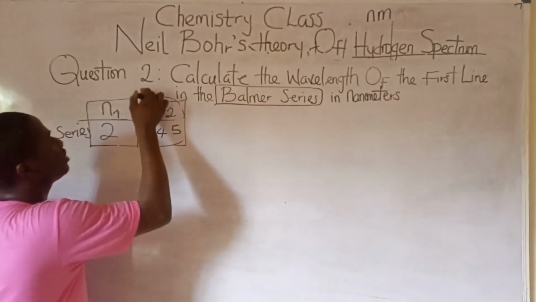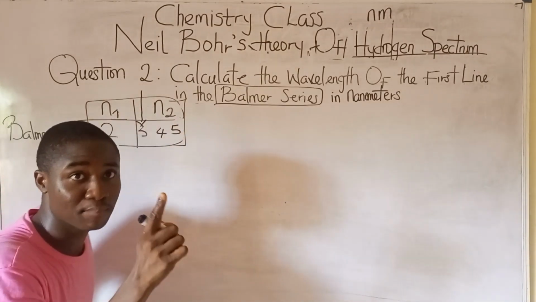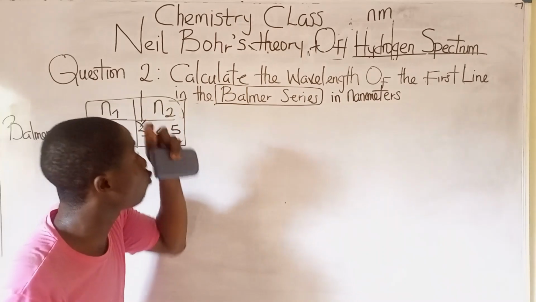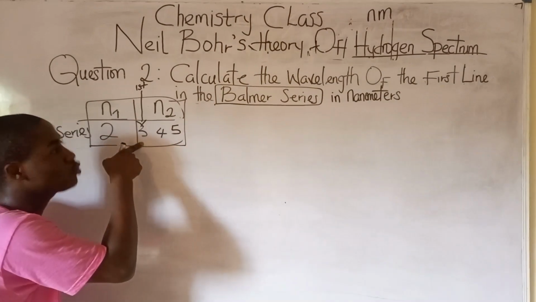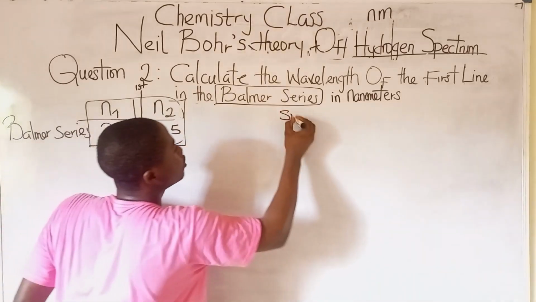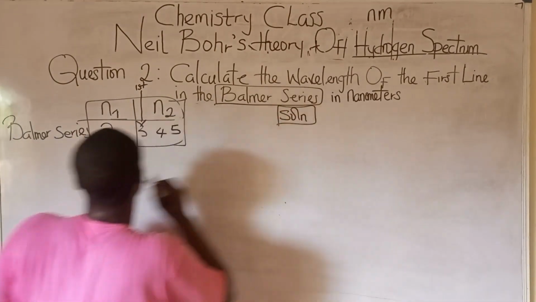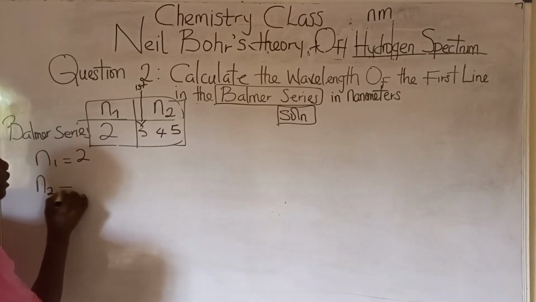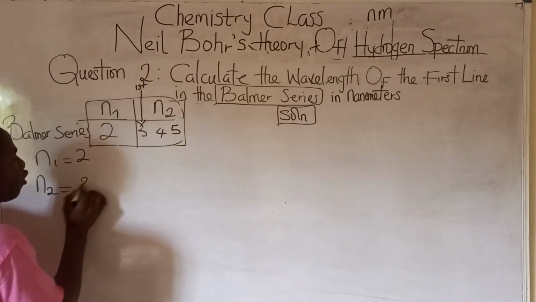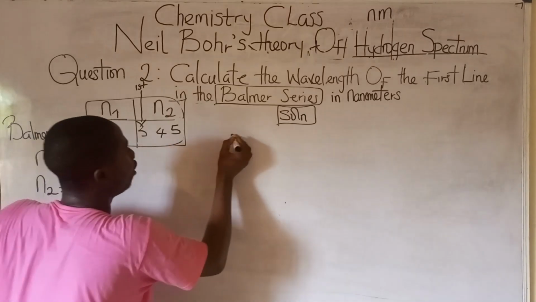And now what does the question say? Calculate the wavelength of the first line. The first line here is 3. Yes. So what do we do? Let's basically input all this into our practice question. What's our N1 value now? 2. And what's our N2 value now? N2 value now becomes 3. Okay, now let's go. What's our formula?